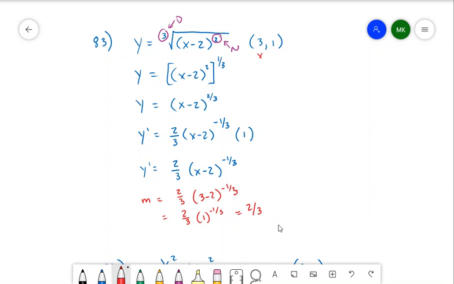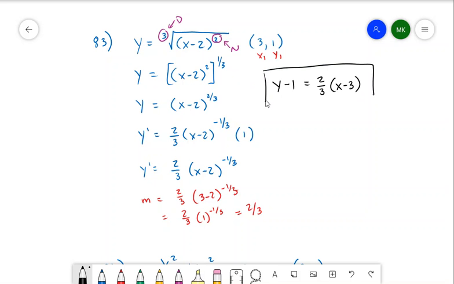So if the slope is 2/3, the point that was given in the question is our x1, y1. Our final answer would be y minus 1 equals 2/3 times x minus 3. And you could leave it like that. That's fine for an answer.